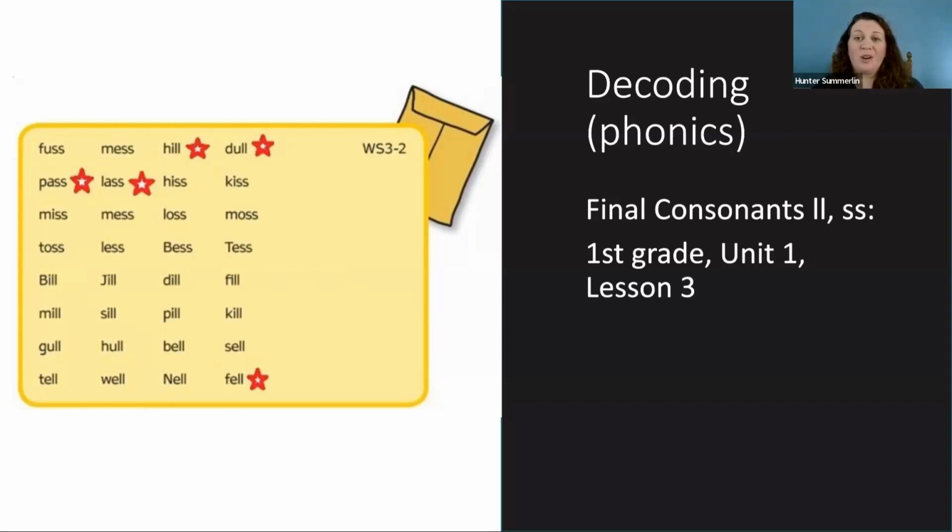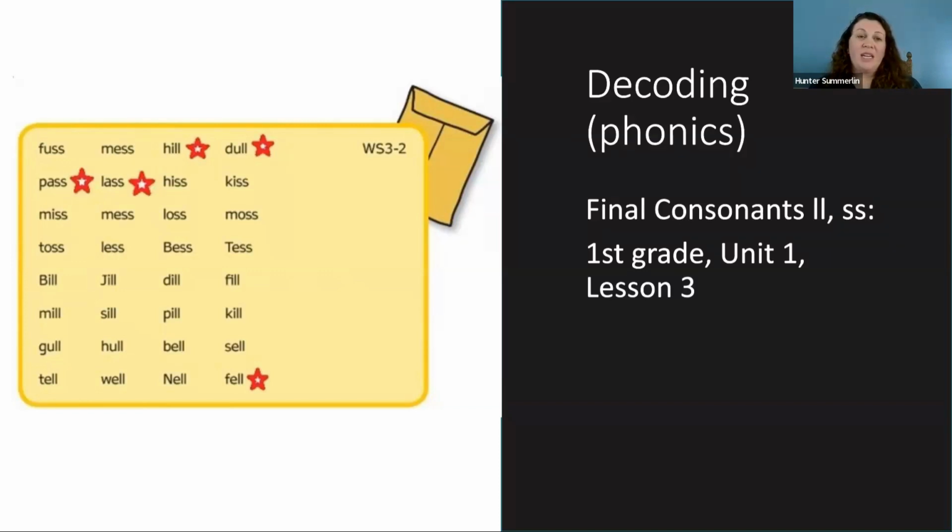Okay, let's talk about decoding and phonics. On this activity, you have final consonants, which are doubled. All of the words in this activity have double consonants, either double L or double S. The goal is to get the student to read words such as, and you'll see red stars next to, hill, dull, pass, lass, and fell. These are the words you will see Drew read in the video in a moment.